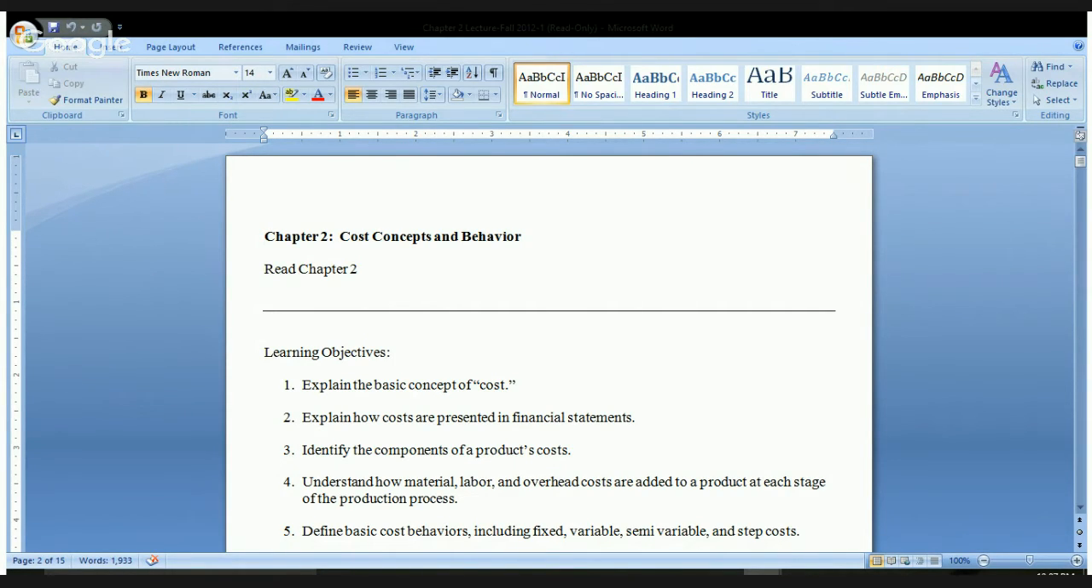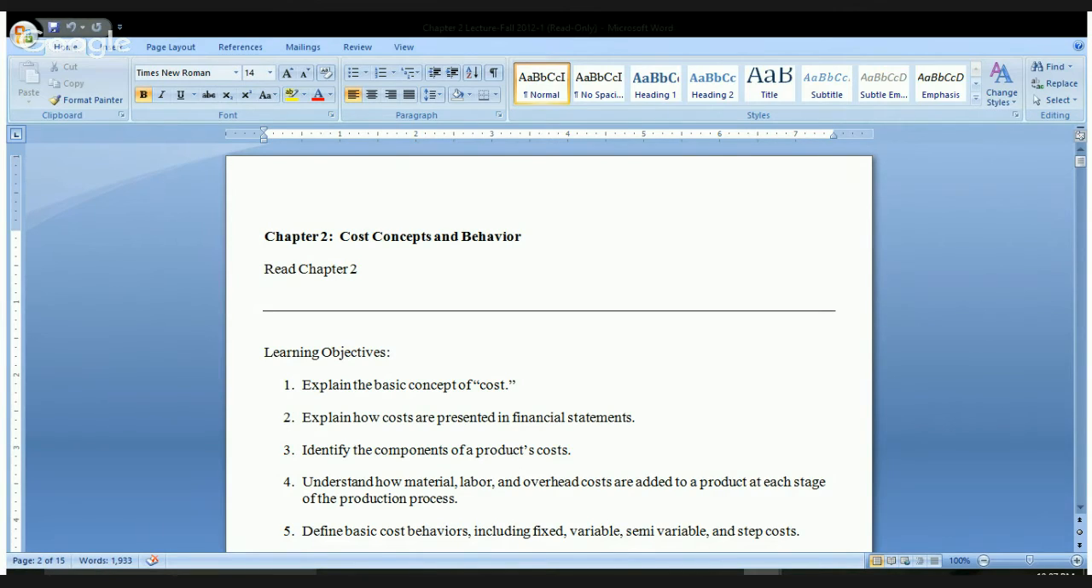Now, the non-manufacturing costs are what we call period costs. And period costs include advertising, promotion, warehousing, customer service, and any of the administrative costs. So if you see office, administrative office, you automatically know those are period costs.